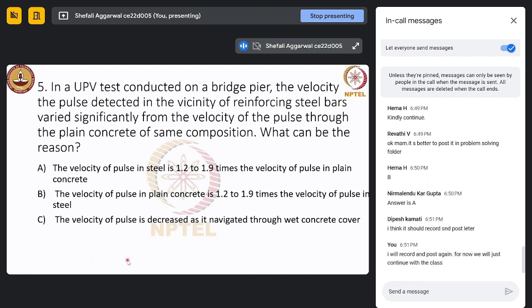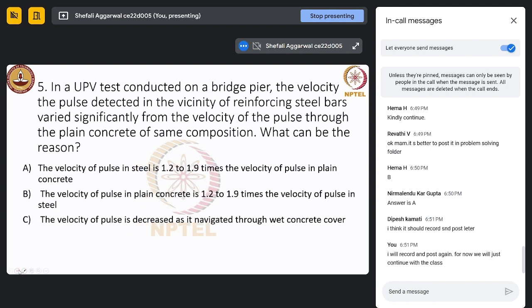Okay, then we will see. Go to the answer for this question. The accepted answer is A only. So whoever was saying A is right.